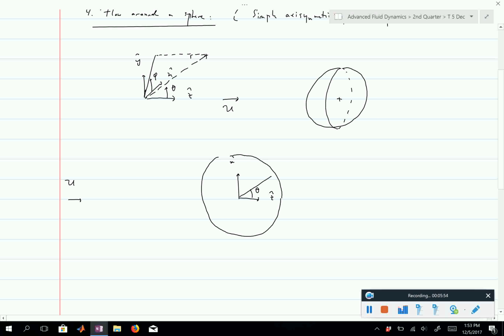So what singularity do you think you will need in order to represent and to impose the right boundary condition for the flow around the sphere? Now, if you followed what we did for cylinders, you would say a uniform flow and a dipole. Okay, and this is exactly what we need. We don't have irrotational vortices again, so those are the two things that we will need. So we will write our potential.